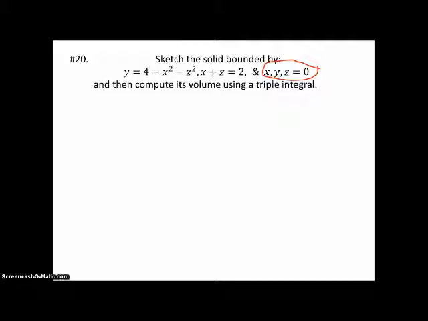So this information right here, if x is 0, that's the yz plane. If y is 0, that's the xz plane. And if z is 0, then that is the xy plane. So I'm going to start my drawing in the first octant and see if that's going to be sufficient.